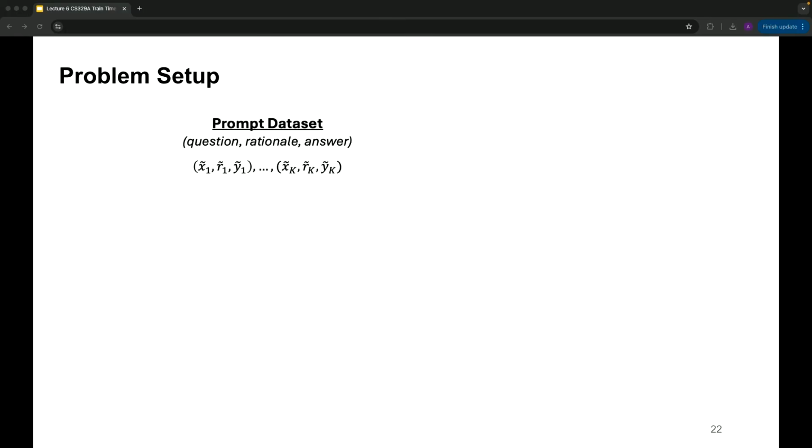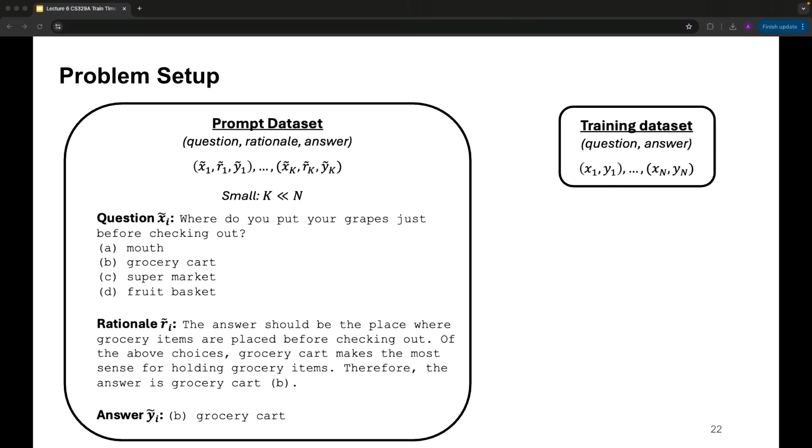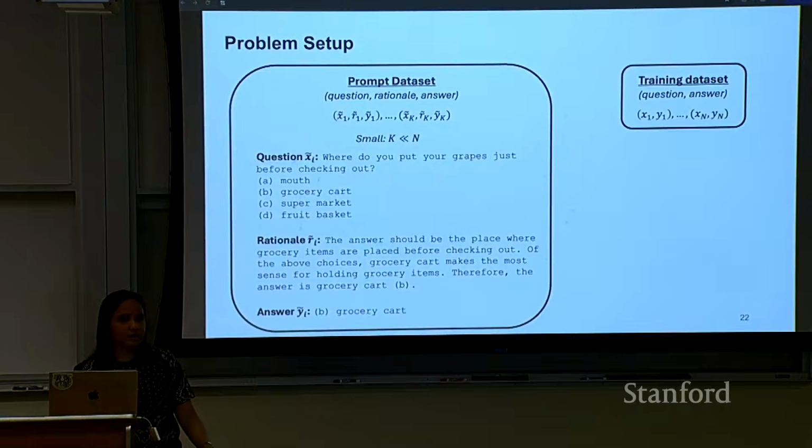Okay, so going through this in a little bit more rigorous detail. You start with a prompt data set where you have the questions, the rationales, and the answers. This prompt data set will be small compared to the amount of data that we want to train on. For example, this is a multiple choice question: where do you put your grapes just before checking out? There's a rationale, and then the correct answer is, for example, B, which is grocery cart. Now, you have a training data set which is quite large, of examples that have questions and answers. If you have a benchmark, you might have a train subset of the benchmark and a test subset of the benchmark.